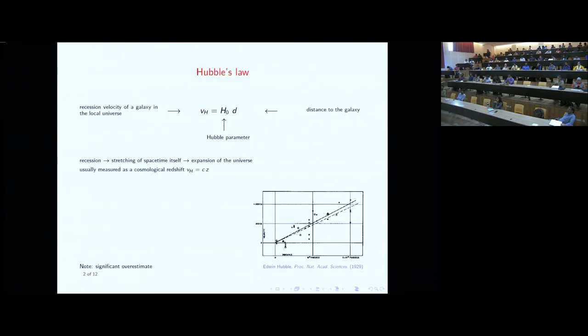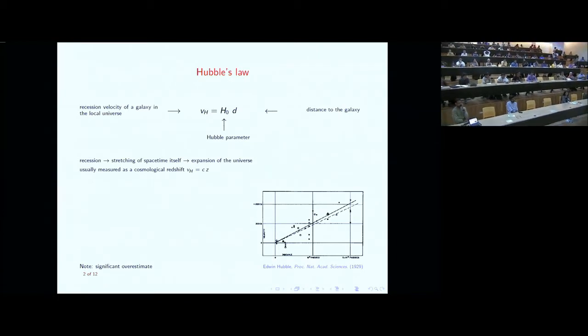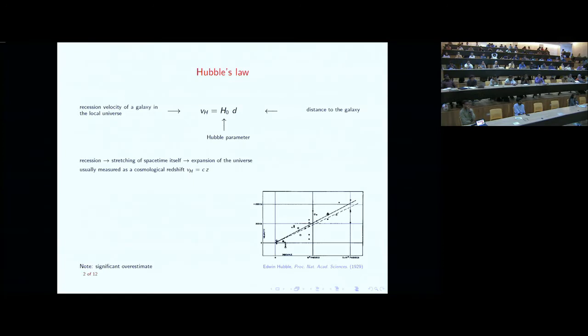What is usually measured in terms of the recession velocity is the redshift of the receding galaxies, and this Hubble velocity is related to the cosmological redshift by this expression. To the bottom right of the screen, I have the original plot from Hubble from 1929, where he has the distance on the x-axis and velocity on the other axis. Unfortunately, he has wrong units on the y-axis. He labels it as kilometers instead of kilometers per second, and he tries to fit a straight line through these points in recession velocity and distance to get the Hubble parameter.